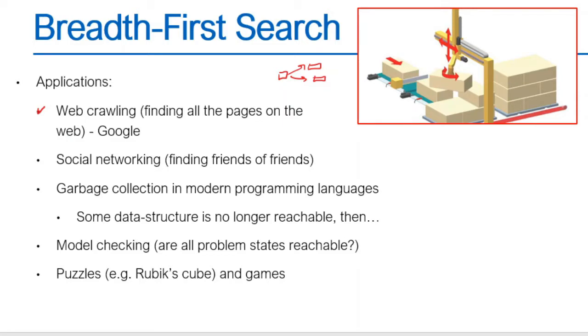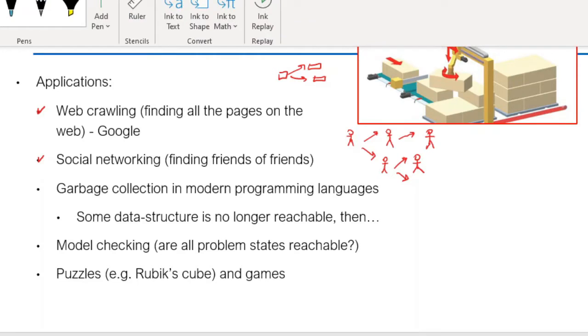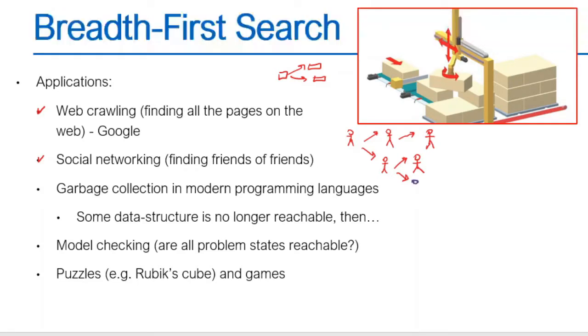Another application is on social networks. For example, imagine Facebook. You have a person, and this person has a group of friends, and each friend knows a group of friends, and eventually you get to find someone who you don't know. So then you are in a good position to recommend this person as a new friend to the starting person.